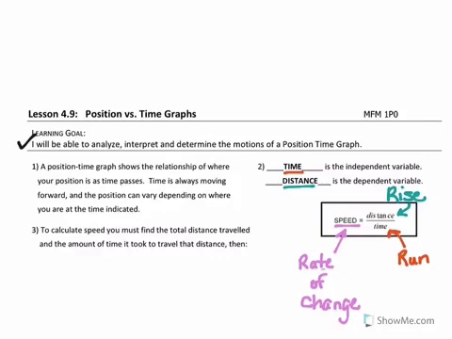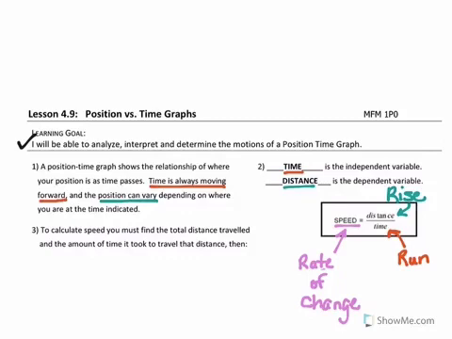Now, as you walk, your time is always going to be moving forward. So in other words, your time numbers go up and up and up. Like you can't go backwards in time. Your cell phone is going to track your time. However, your position can vary. So your position can go either up or down.